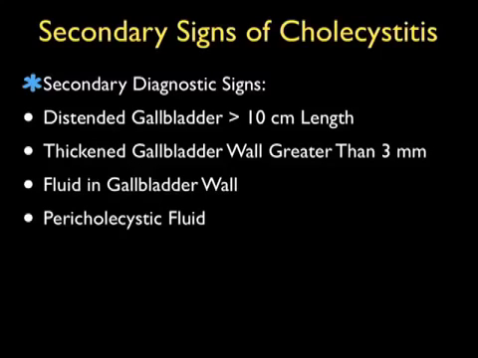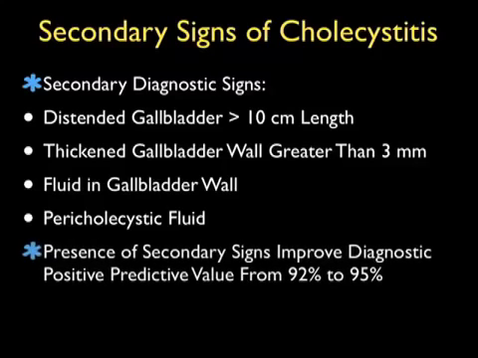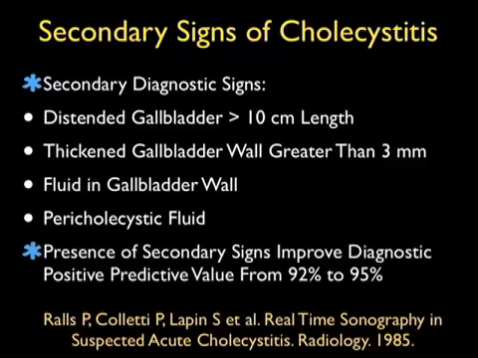Also, we can have pericholecystic fluid, or a line of fluid outside the gallbladder wall, as a result of inflammation or early perforation. Now, the presence of these secondary signs of acute cholecystitis does improve our diagnostic positive predictive value, but only increases the yield from 92% to 95%. So it's really most important to look for the primary diagnostic signs of acute cholecystitis.